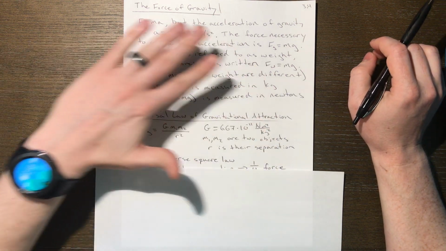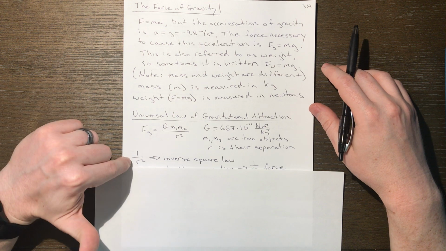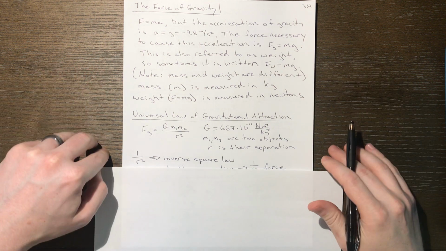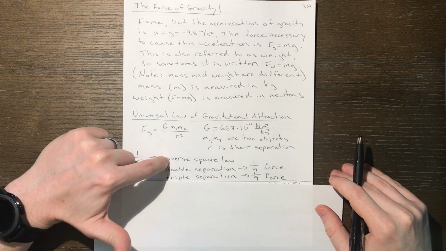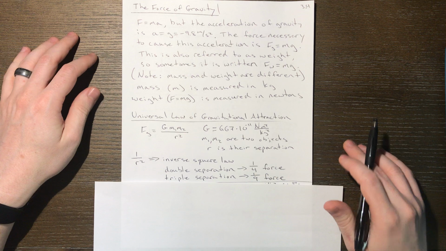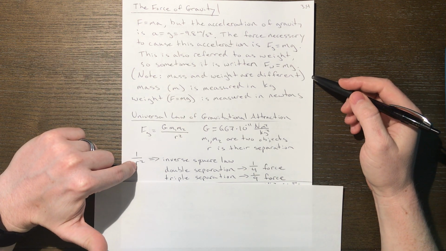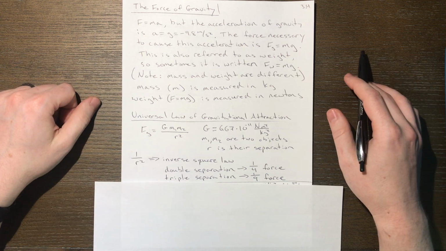You don't necessarily need to remember this equation in all of its details, but if there's one thing you remember, it's that it's an inverse square law. What does that inverse square law mean? Well, inverse means inversely proportional. That means that if that r were to go up, if you increase the separation, the force goes down.